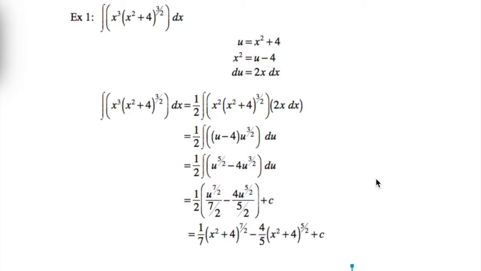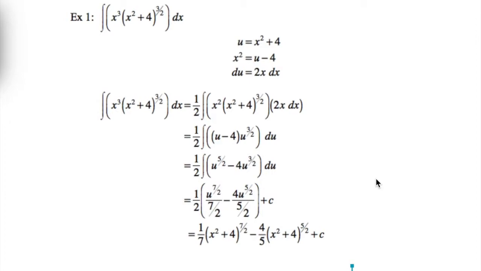But then you're still left with that x cubed outside of there. So what you have to do is after you take an x out of that, you pull out an x from the x cubed to make the 2x dx, and you're left with an x squared. And you can solve for x squared by moving the x squared to one side and then subtracting 4 from u, so that x squared is equal to u minus 4.